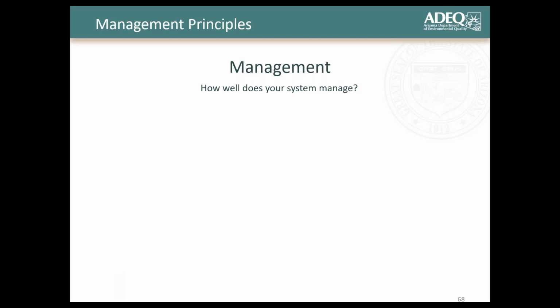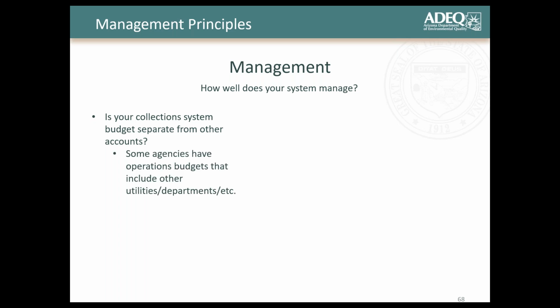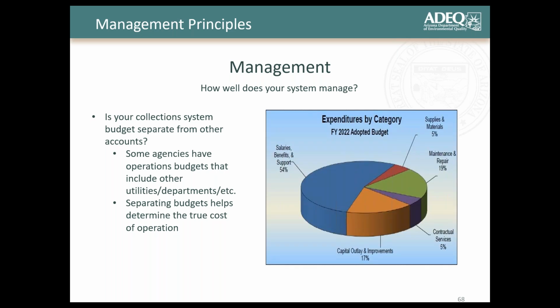So for management, you want to keep asking yourself, how well does your system manage, right? So here's a couple of questions that you can ask yourself. Is your collection system budget separate from other accounts, right? Some agencies have an operations budget that includes other utilities, departments, etc. So making sure that your budgeting is separate helps you determine the true cost of operation, right?